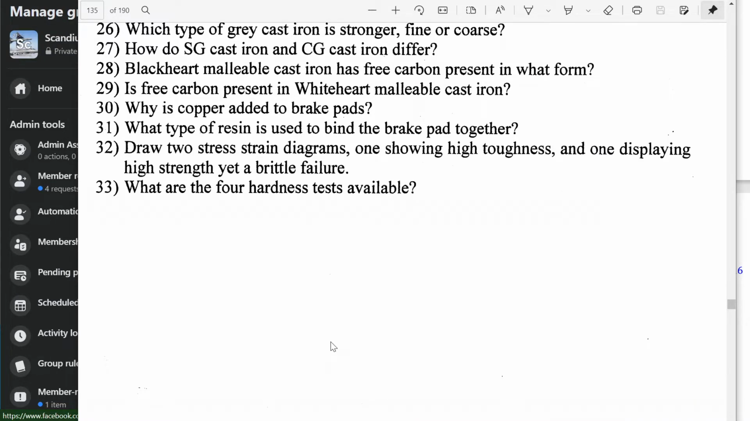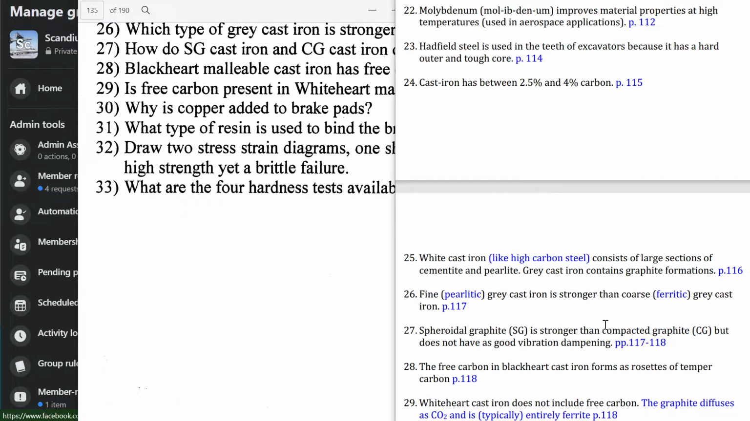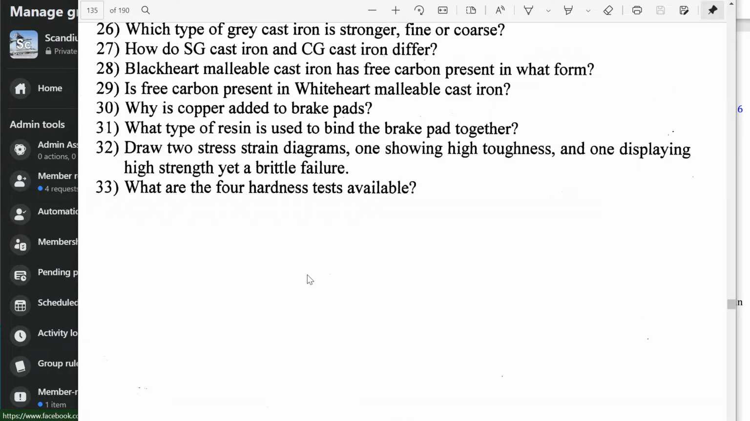Black heart malleable cast iron has free carbon present in what form? Rosettes. Black heart, yeah, forms in rosettes of tempered carbon. White cast iron doesn't have what free carbon is present in white heart malleable cast iron? It's only the interstitial carbon in ferrite, I would have thought.